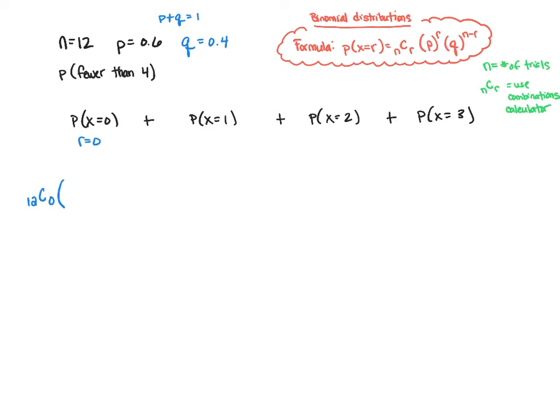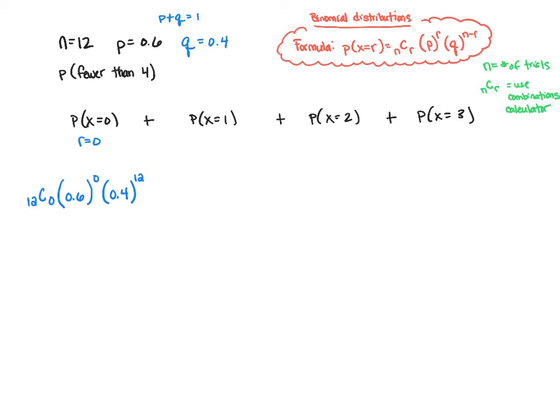So the probability of getting it 0 times means the chances of not getting it, which is represented by the 0.4. That's what the Q stands for. The P stands for the possibility of getting it, and the Q stands for the possibility of not getting it. So you have to represent both sides. The chances of not getting it means there are 12 chances of not getting it. If 0 represents getting it, then 12 represents not getting it, because there are 12 trials.